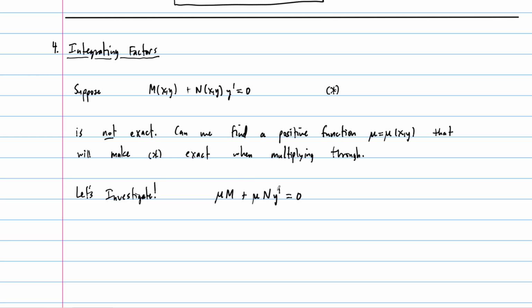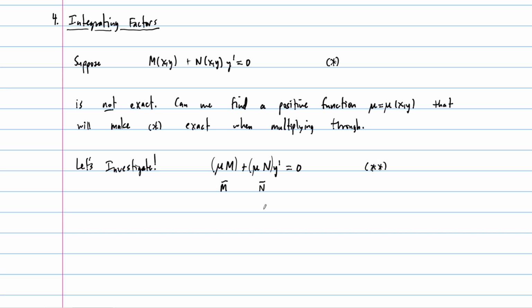So what have I done here? I've just multiplied the entire equation star by mu to get this new equation double star. And the idea here again is that mu is a positive function, therefore it's never 0, and multiplying through by it does not change the solution of our differential equation, right? And so at this point we can regroup, and we can consider these functions to be like m hat and n hat, right? And if this equation is going to be exact, then these partial derivatives have to be equal, right?